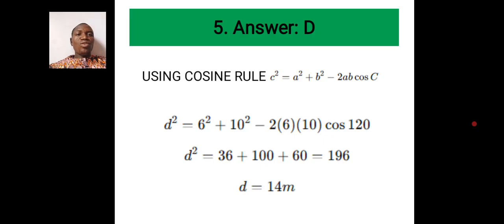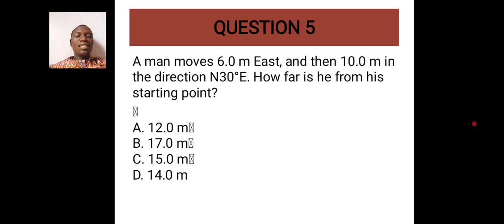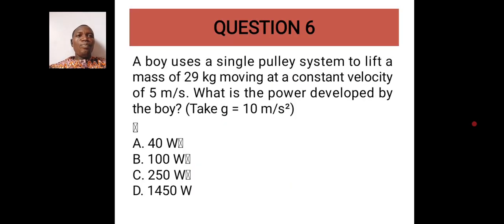So the resultant vector, which is C squared, will be equal to the square of A plus the square of B minus 2AB cos C. So we already have the degrees, we already have all the parameters. All we need to do is just to substitute. So distance will be equal to 6 squared, because they say he moves 6 meters, plus 10 squared minus 2. So everything that is happening here is just substitution, addition, and subtraction. And finally, we find the square root of 196 to get our 14 meters. So the correct answer is D, which is 14 meters.